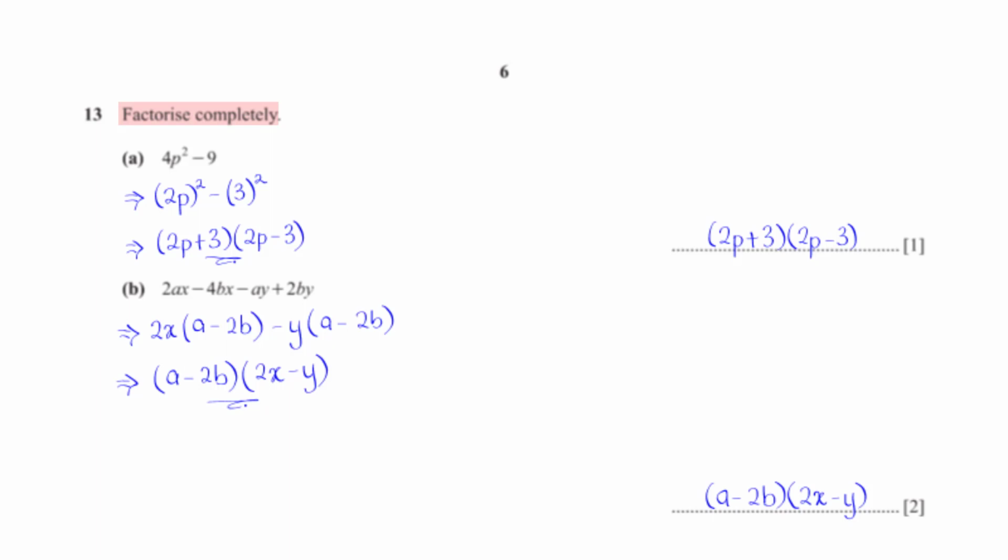For the first two terms, when we factor out 2x, we are left with a minus 2b. And for the final two terms, when we factor out negative y, we are left with a minus 2b. And this can be rewritten as a minus 2b times 2x minus y.